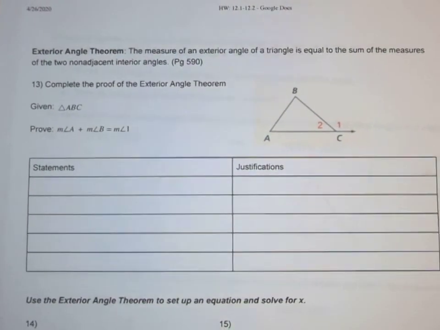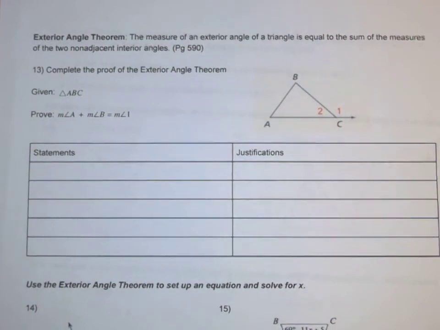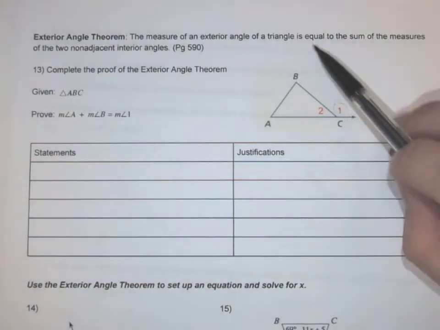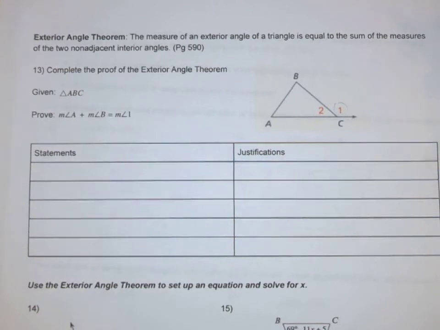below. Okay. So on page 590, you'll see the exterior angle theorem. Okay, and this one says the measure of an exterior angle of a triangle, which would be like this guy right here, is equal to the sum of the measures of the two non-adjacent interior angles. So first we've got to break that down and figure out, like, what does that even mean?